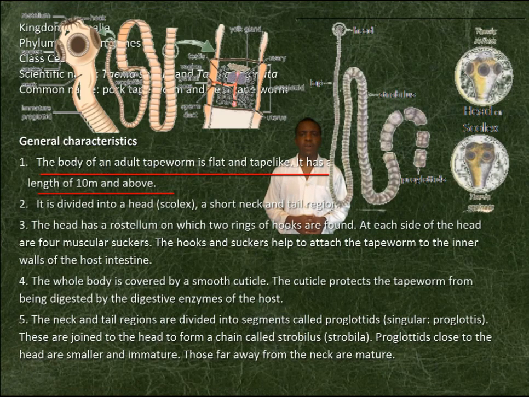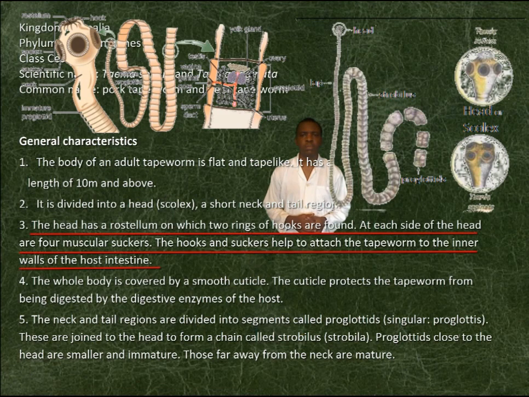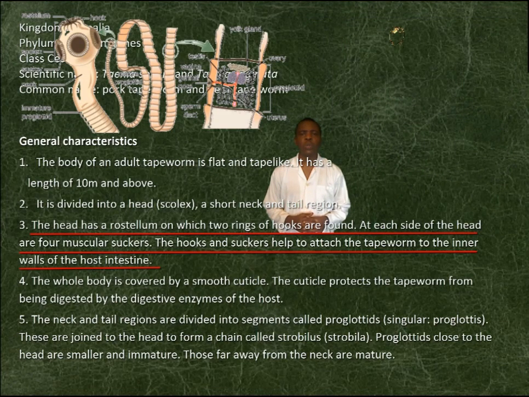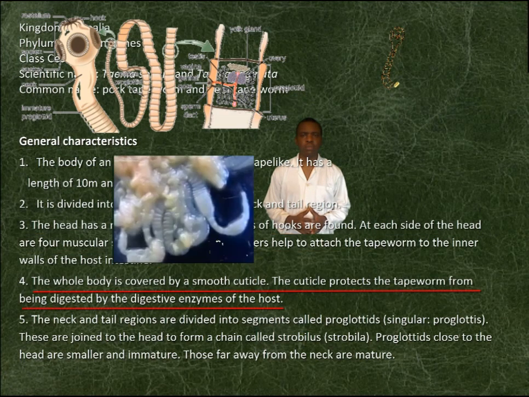It has a length of 10 meters and above. It is divided into a head, that is the scolex, a short neck, and a tail region. The head has a rostellum on which 2 rings of hooks are found. On each side of the head are 4 muscular suckers. The hooks and suckers help to attach the tapeworm to the inner walls of the host intestine.